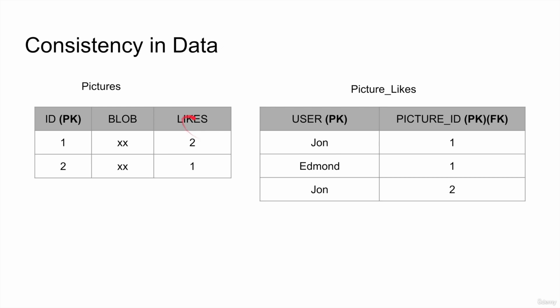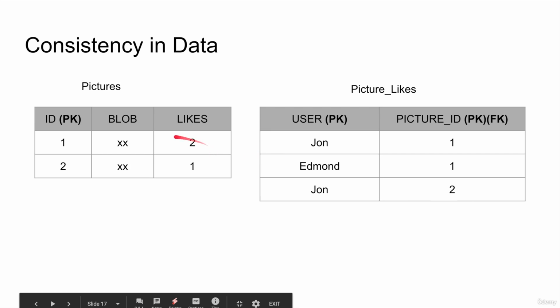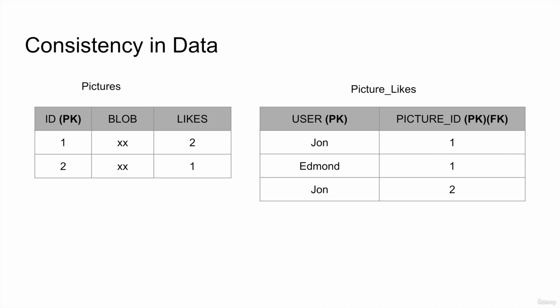So you would add a likes field here, which will contain the total number of likes this picture got. And there's another table called picture like, which says John liked picture number one, Edmond liked picture number one, John liked picture number two. So if you sum this, picture number one got 2 likes from John and Edmond. That's correct. And then picture two got 1 like, from John. So that's a consistent view. But if you saw, for example, this is 4 and this view doesn't represent it, that's an inconsistent view. It's up to you if you're happy with that inconsistency or not.